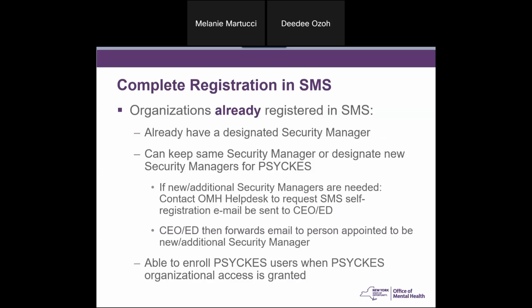If you do have a new or additional security manager that you want to assign at your agency, you will contact the OMH Help Desk to request the SMS self-registration email be sent to the CEO or executive director, and then that email will be forwarded from your CEO or executive director to any person that wants to be appointed as a new or additional security manager. And in that email, the security manager will have a link, and they'll be able to enroll as a security manager and then be able to grant PSYCKES users access.